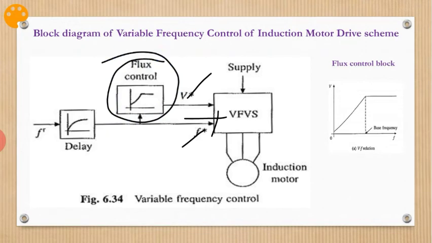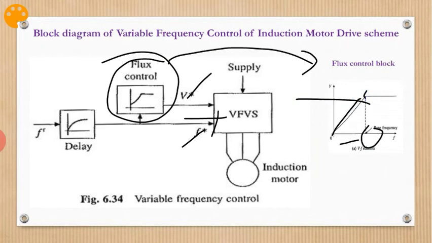So this is a very important point, please note it: the flux control block. Its function I have already discussed. Up to the base frequency, voltage and frequency are varied together. Above the base frequency, the voltage is kept constant and the frequency is varied. This is the function of this flux control.